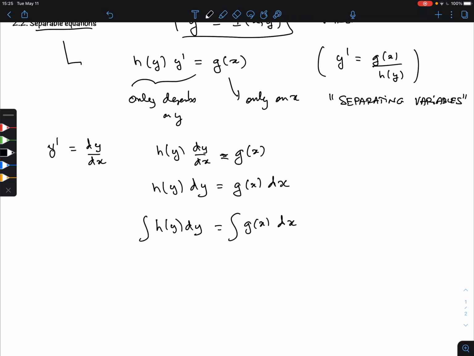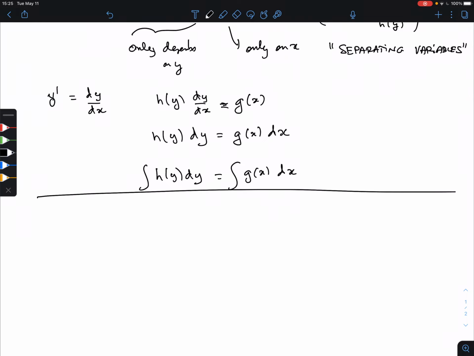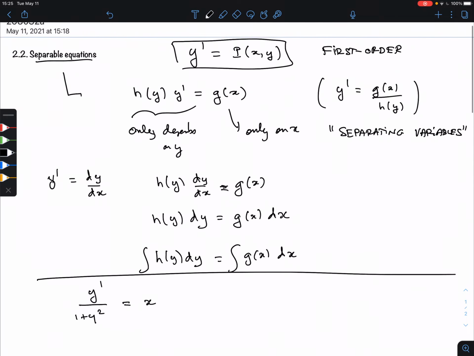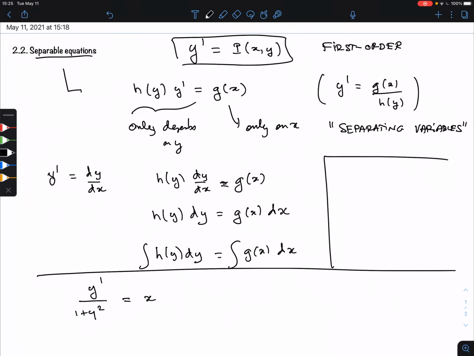Now, perhaps this is a bit abstract. I wanted to show you the process we're going to do, but let's work on concrete examples. So here's the first one: y prime over 1 plus y squared equals x. Sorry, let me write it a little more aligned. I hope you see that this is of the form that I claim here. What is h? In this particular example, h of y would be 1 over 1 plus y squared, and g of x would just be x.